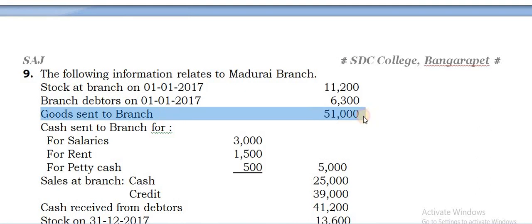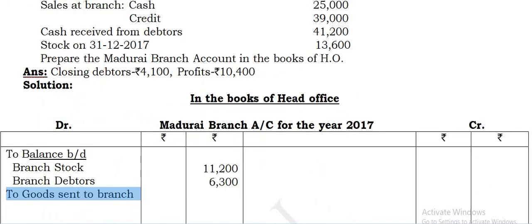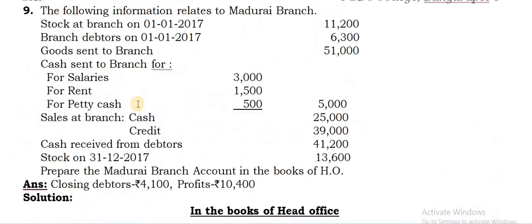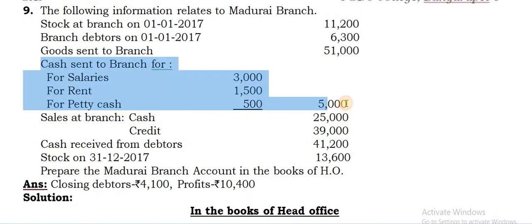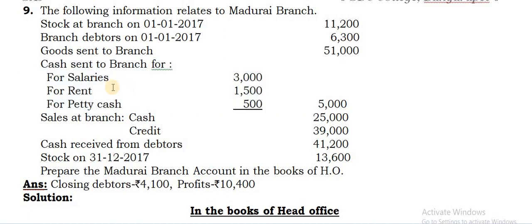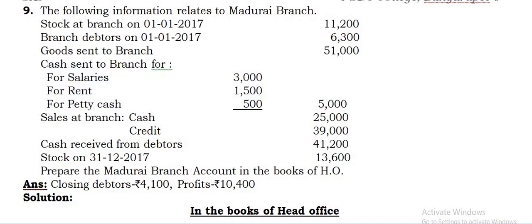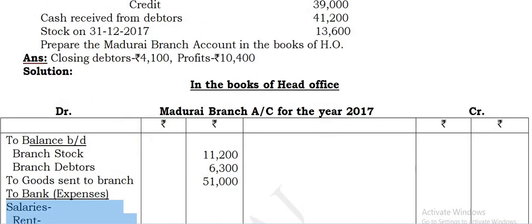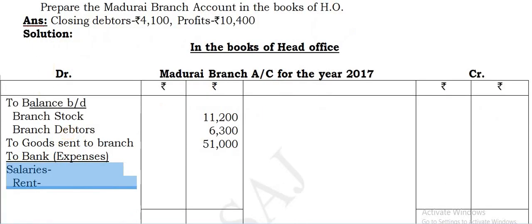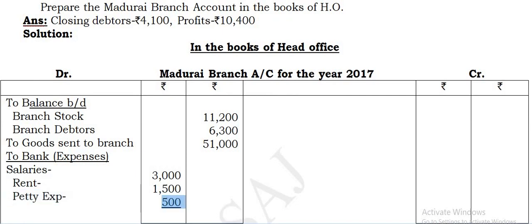Then goods sent to branch, debit side you can take 51,000. These items you can take on credit side. I'm sorry, this also to be taken on debit side. But as to bank account, then a bank account that is remittances, expenses. So after this, take this total also there, 5,000.